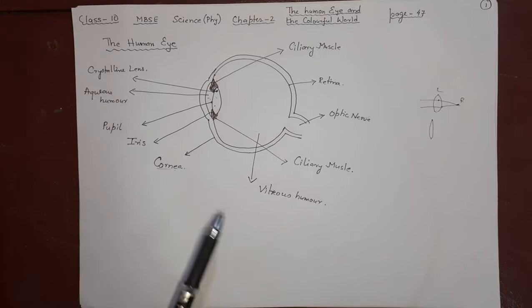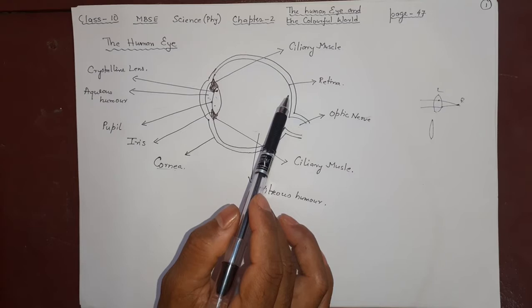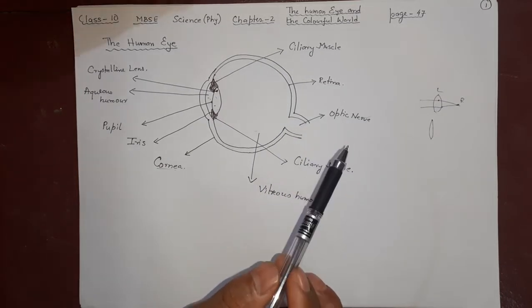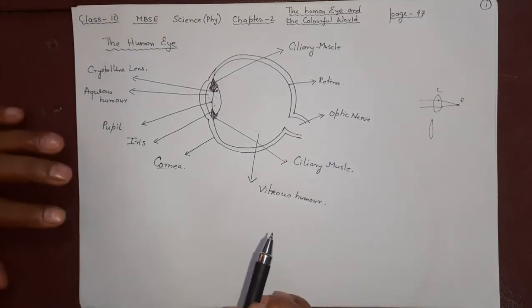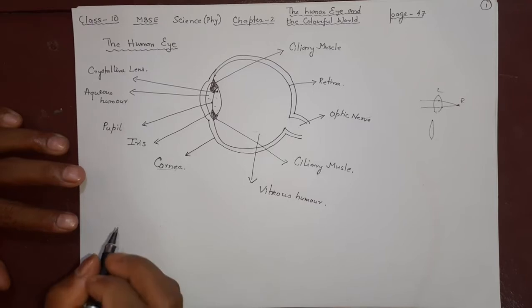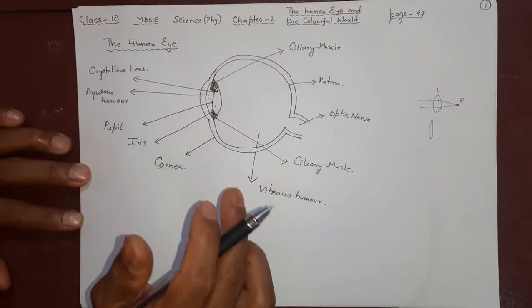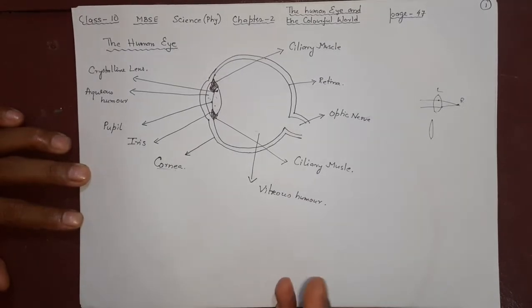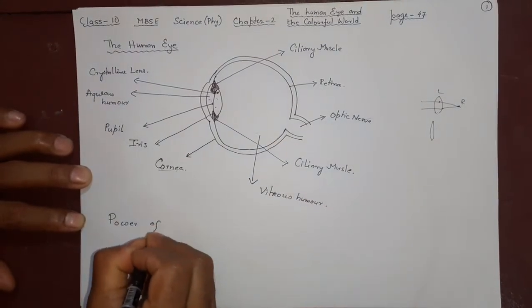Now after the retina receives the image, you have to understand, that understanding will be done by the optic nerve. The diagram is not very good, but you can refer to page number 47 in your textbook. It is nicely given. You can refer to that diagram and you can draw it for yourself also, then it will be easy to understand. Now the next topic here will be power of accommodation.